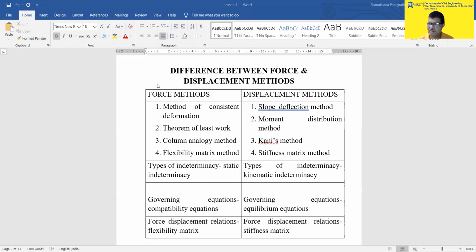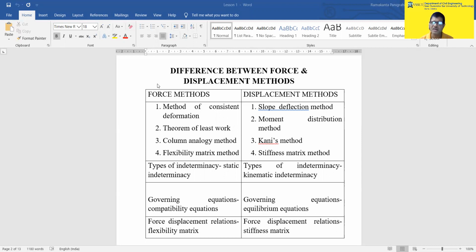Then the theorem of least work, where the total work done is equal to 0. There is the column analogy method, which you have not studied, and the flexibility matrix method, which we will discuss in the 4th module in the syllabus. So all these methods belong to the force method.